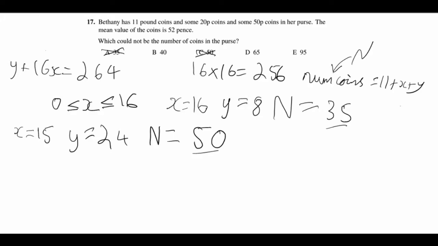And if we decrease the value of x any further, the number of coins in her purse must start to increase. So if x was 14, the number of coins in her purse would be higher than 50, and so the number of coins in her purse can never be 40.